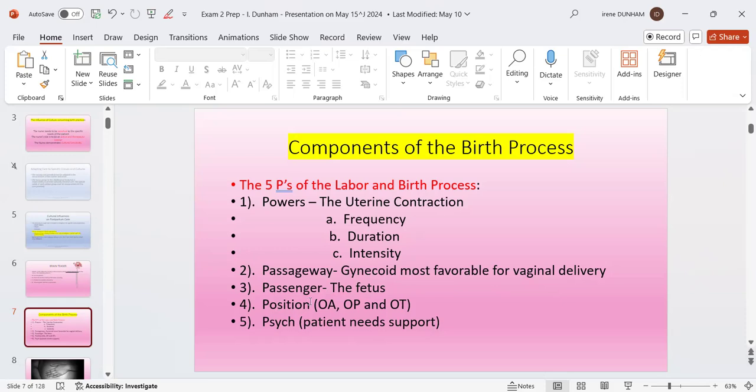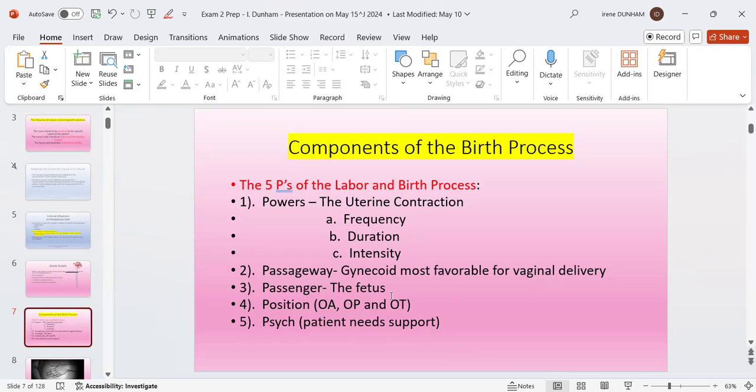For position, you've got OA, which is occipital anterior, which is most favorable; occipital posterior, which causes a lot of back pain; and then occipital transverse, where the head is just sideways. It's coming down that way, and that's pretty hard to come through when there's a certain diameter involved. So we like the baby to be in an OA position. They can deliver an OP vaginally, no problem, but it causes a lot of back labor.